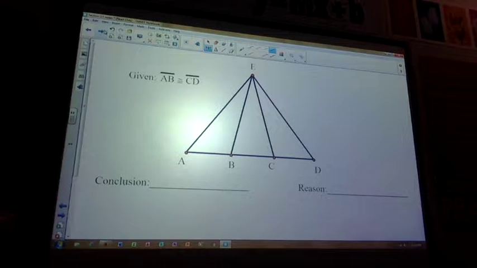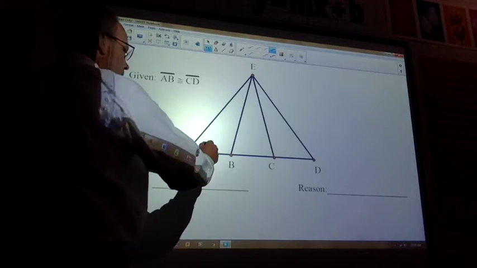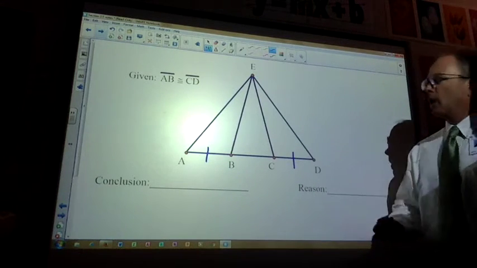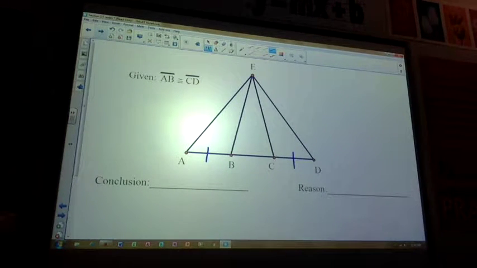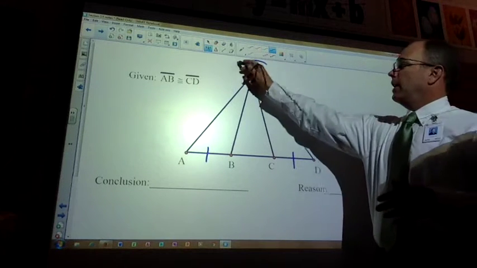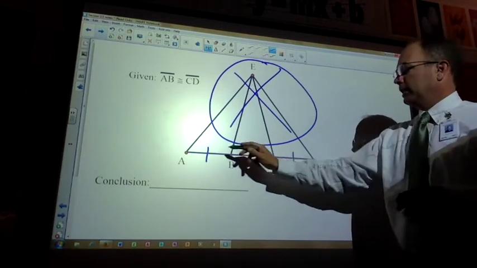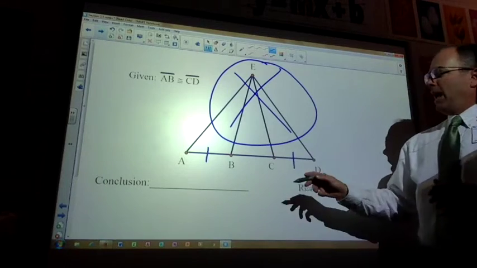All right, so now it's talking about segments. Given segment AB is congruent to segment CD. What are we ignoring on this problem? I'm ignoring the angles. I don't need any of the angle stuff. I'm just looking at this segment. So now what can we say?